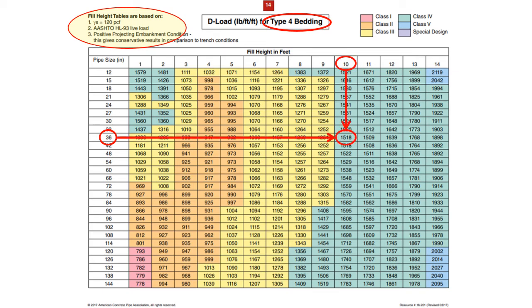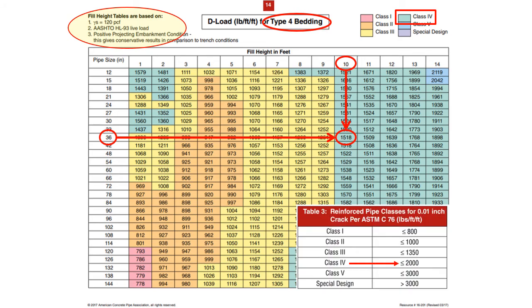The color coding in the table tells us that this is a Class 4 pipe. And you see that based on this information, the pipe must carry 1,518 pounds per foot of ID per foot of length. If you reference ASTM C76, you will find that a Class 4 pipe must be manufactured to carry a minimum of 2,000 pounds per foot of ID per foot of length. Let's look at where this information comes from in ASTM C76.